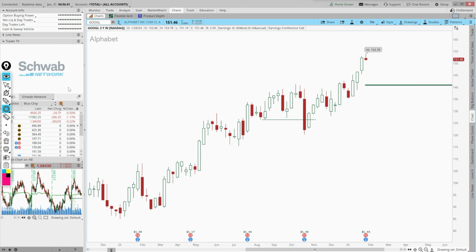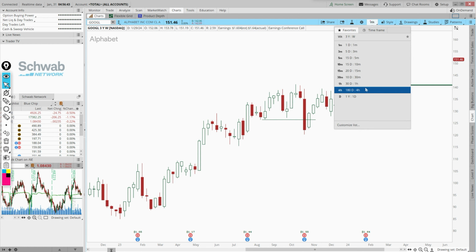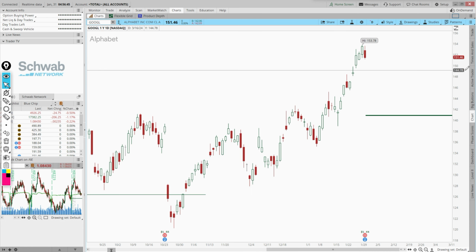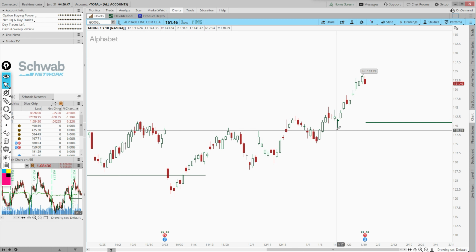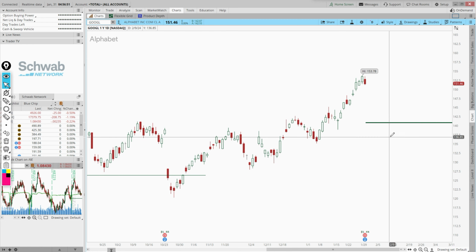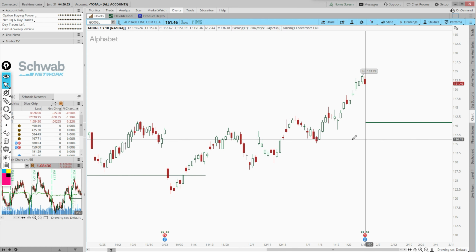So I'm expecting the same thing this time again, maybe just below this low. Somewhere I will enter on the lower time frame, maybe the 15-minute time frame, as long as we don't violate this low. So this is my range, and I will target 153.78.